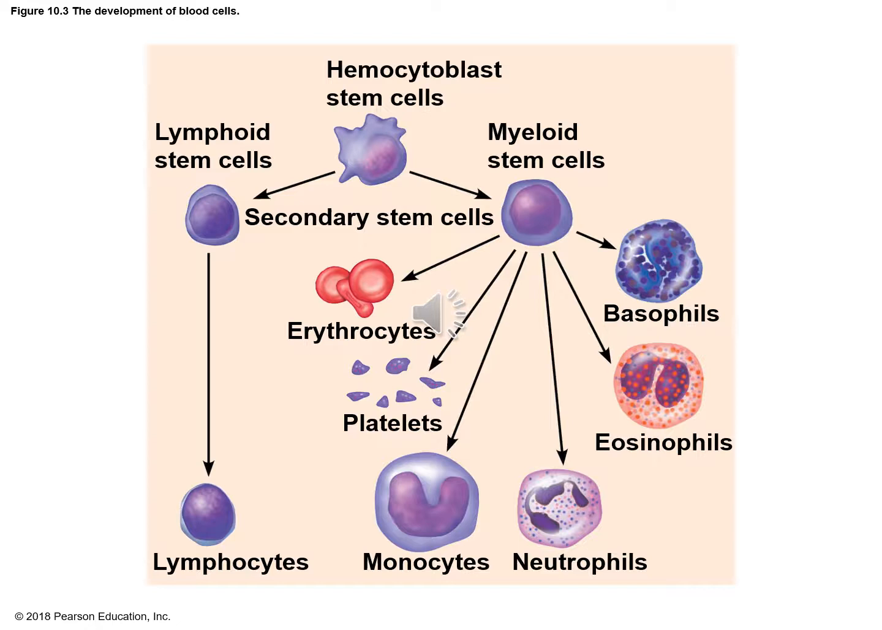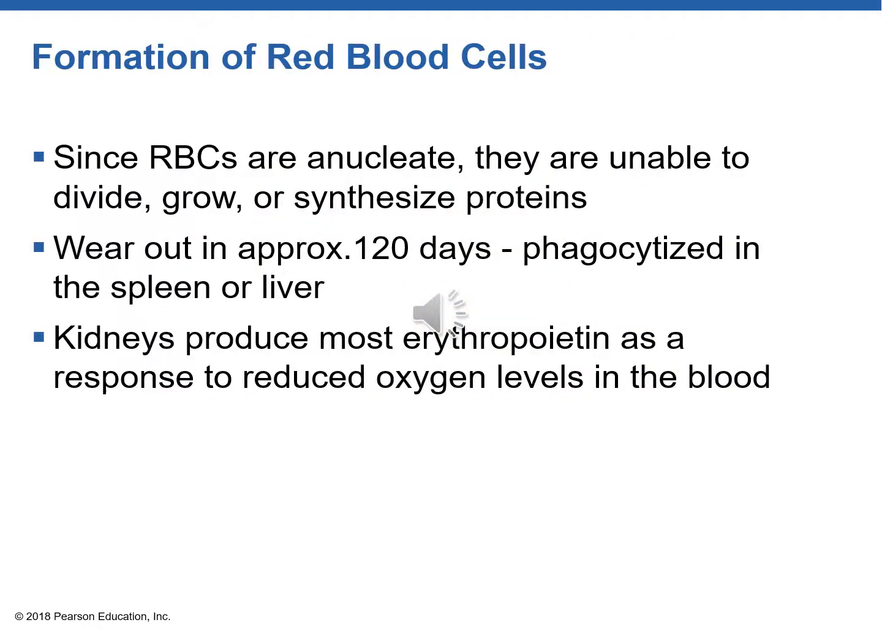So the erythrocytes, which are red blood cells, our platelets, which are involved with clotting, and then the last four, monocytes, neutrophils, eosinophils, and basophils, are 4 of the 5 white blood cells. It is interesting that because red blood cells have no nucleus, they aren't able to reproduce or grow. So we see here that they wear out in about 120 days. Amazingly, your spleen and liver actually phagocytize the cell, so engulf the cell, and try to recycle a lot of the important contents of the red blood cells.